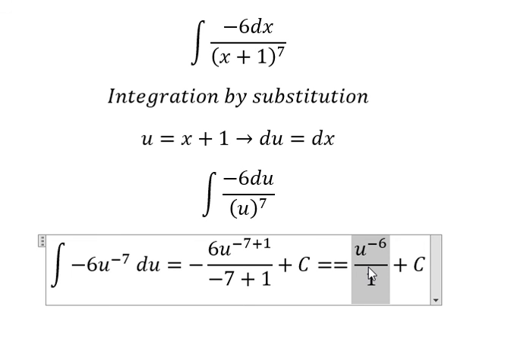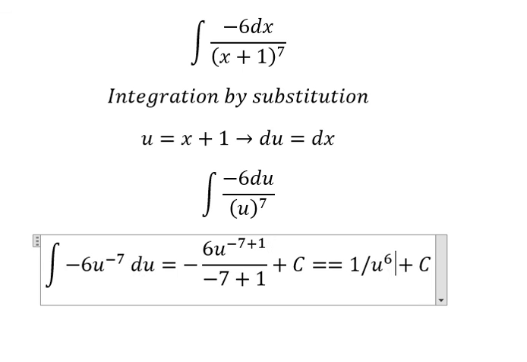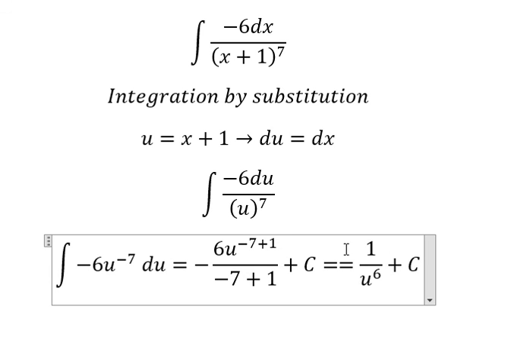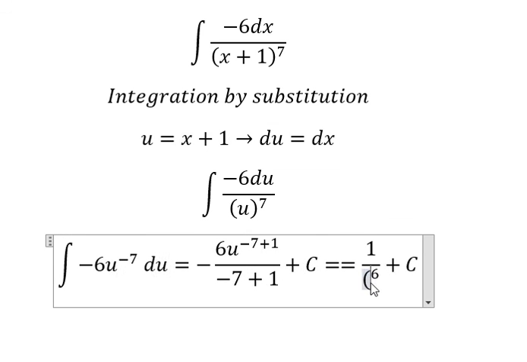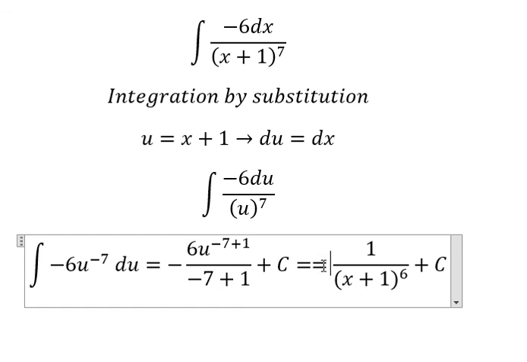And this one I can write into 1 over u to the power of 6. About u, that is about this one. And this is the final answer.